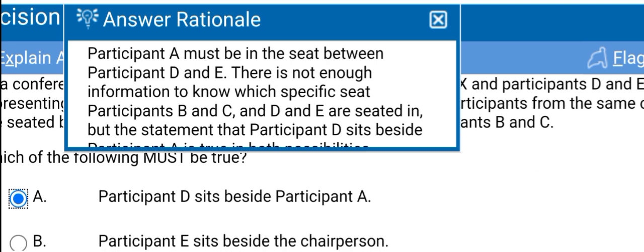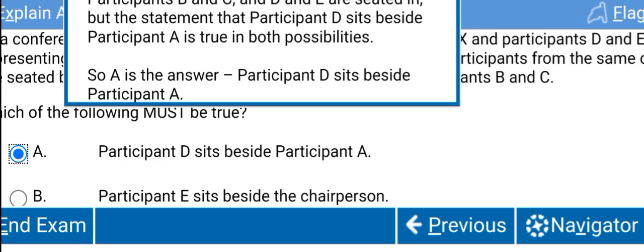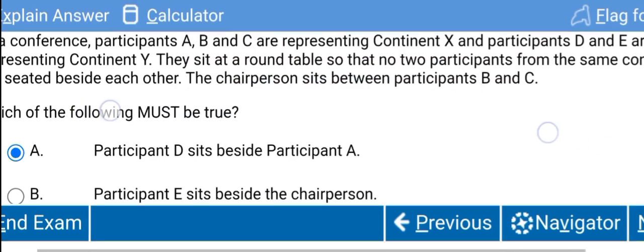So participant A must be in the seat between participant D and E. There is not enough information to know which specific seat participants B and C and D and E are seated in. But the statement that participant D sits beside participant A is true in both possibilities. So that's why the correct option is option A.